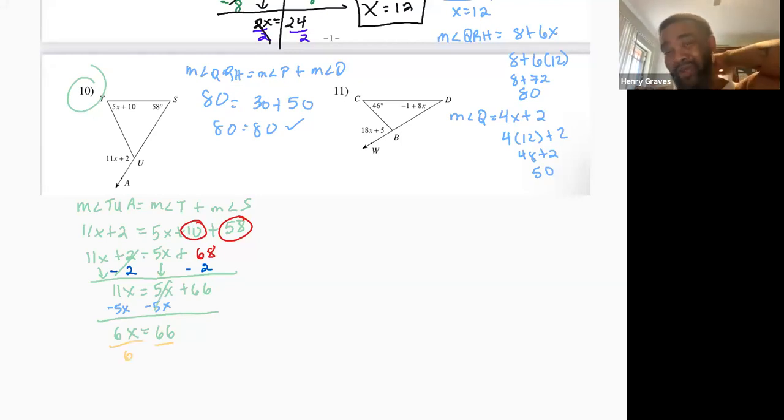Now, I do have to check my work. Do I even have space to do that? Yeah, I do. I can make space. Shoot. Just math. There we go.